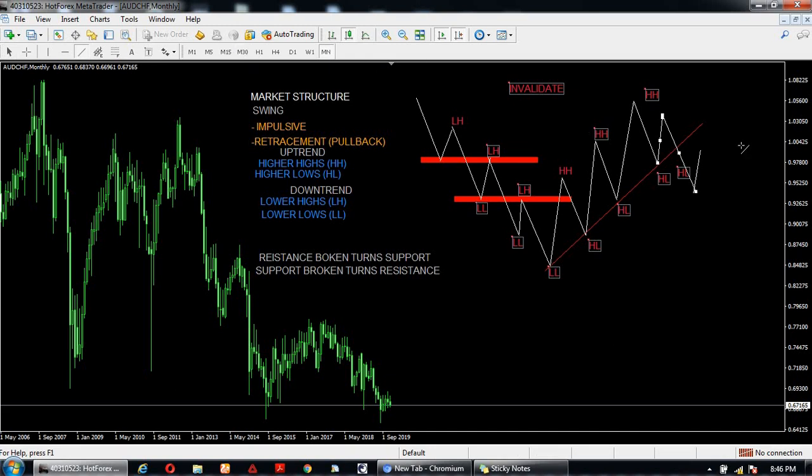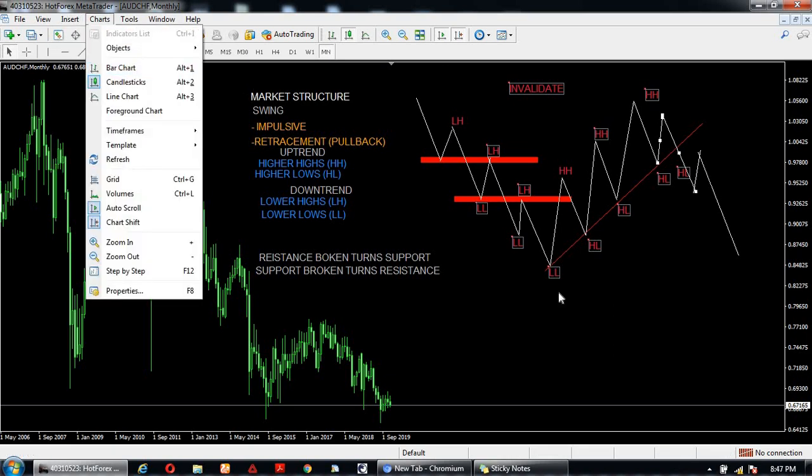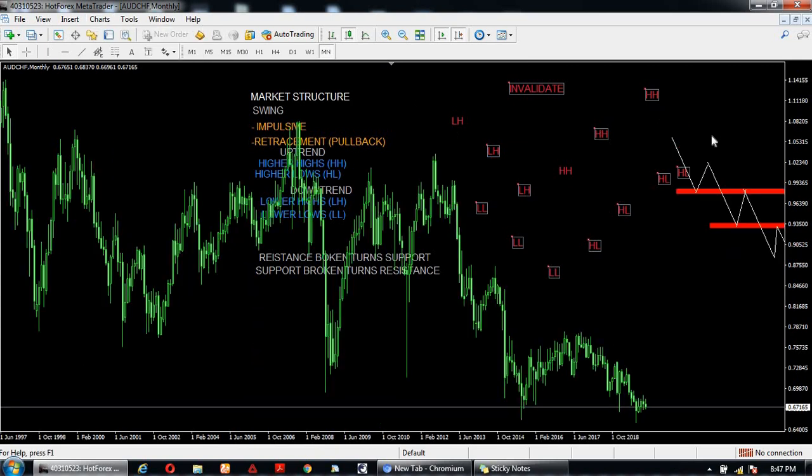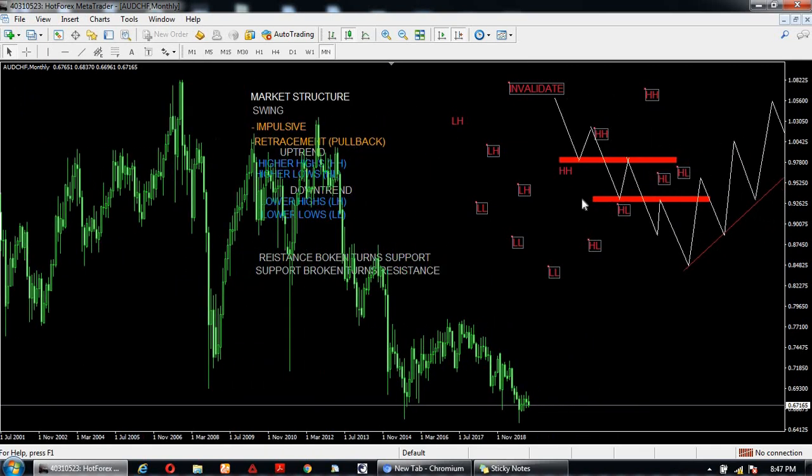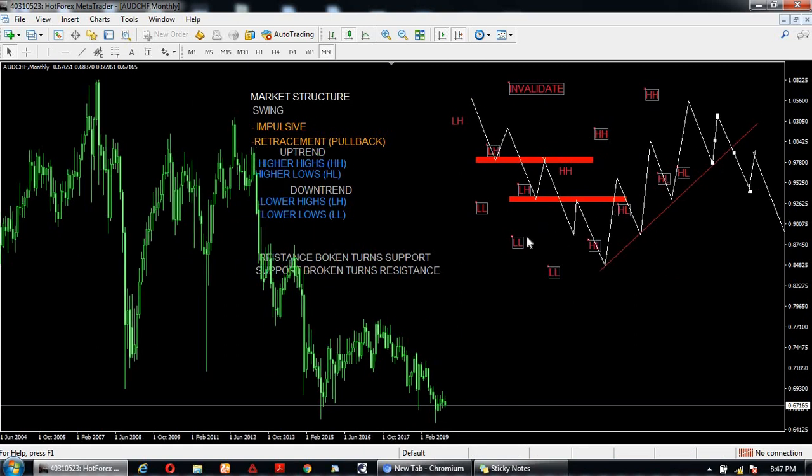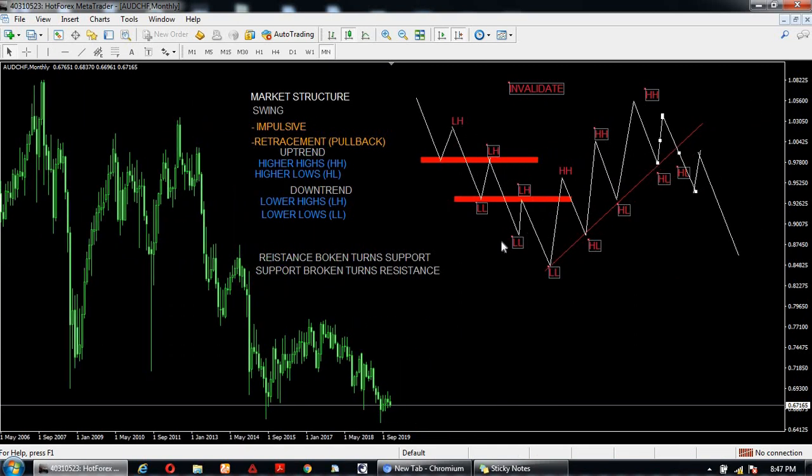So this is the structure of the market. This is what we term market structure. And it's very important you understand this because it helps you identify when the trend has changed. And once you can identify the change in trend, it's much easier for you to know what to trade. Because if you understand that the trend has changed from an uptrend to a downtrend, you want to now be looking out for selling opportunities if you were looking out for buying opportunities before.